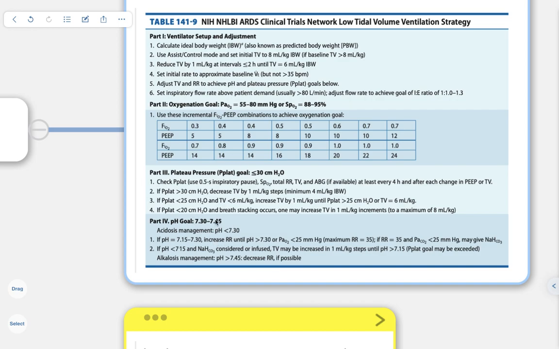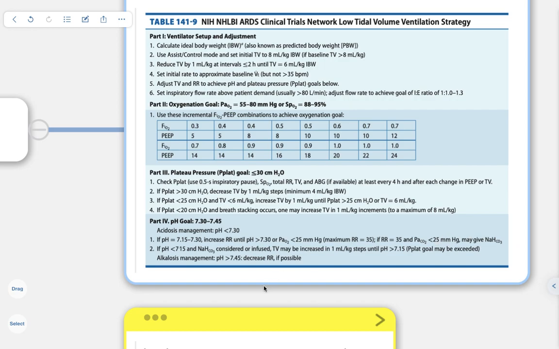And part 4 is pH. The goal of the pH should be between 7.30 and 7.45. Acidosis management is done when the pH is less than 7.30. So if the pH is between 7.15 and 7.30, you need to increase the respiratory rate until the pH is more than 7.30 or the PaCO2 is less than 25 mmHg, with a maximum RR of 35. If the RR is 35 and the PaCO2 is less than 25, you may give bicarbonate.